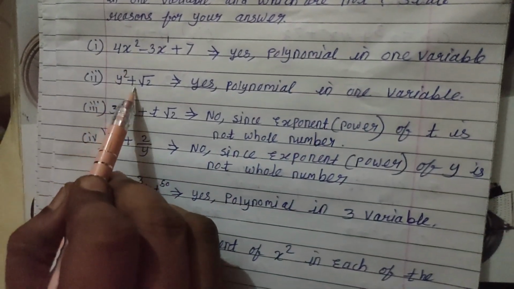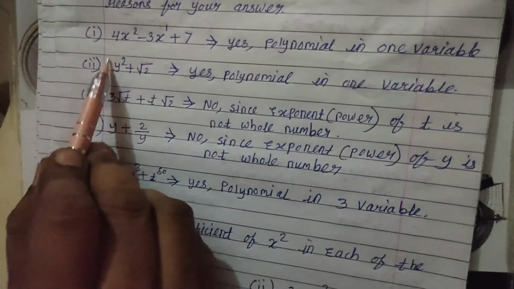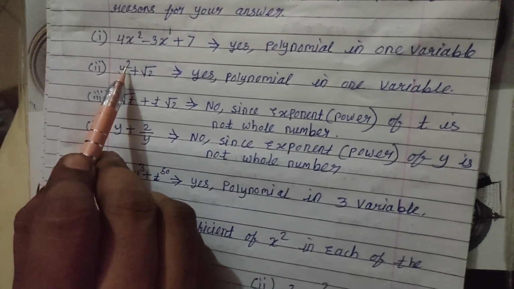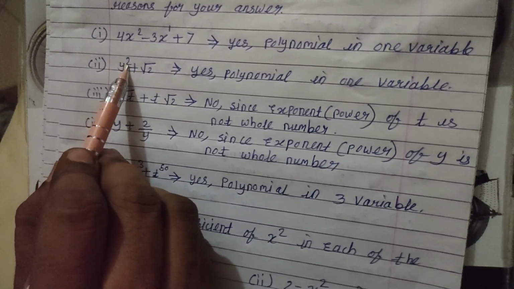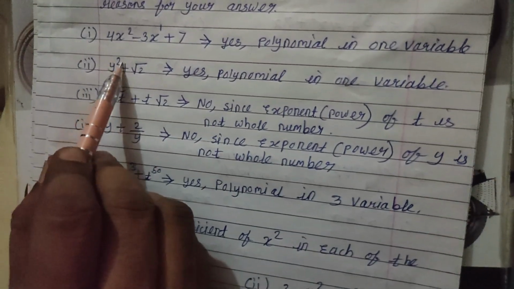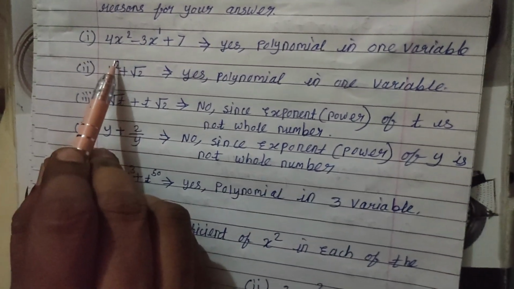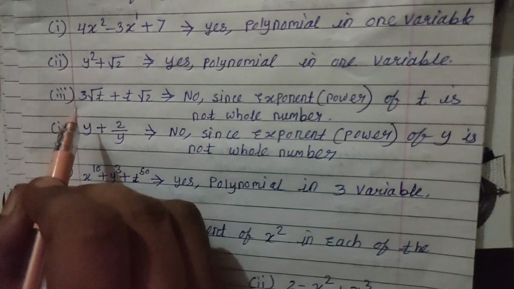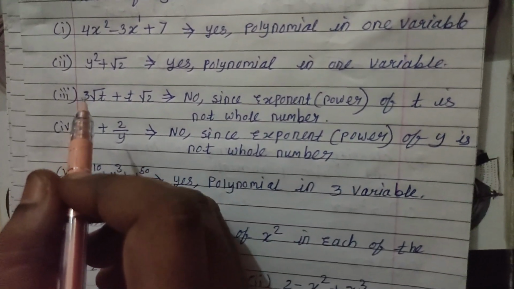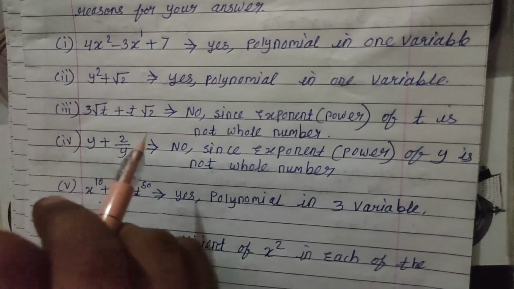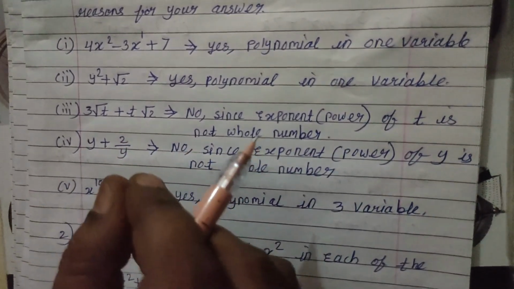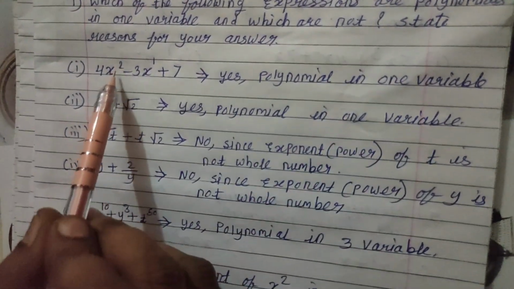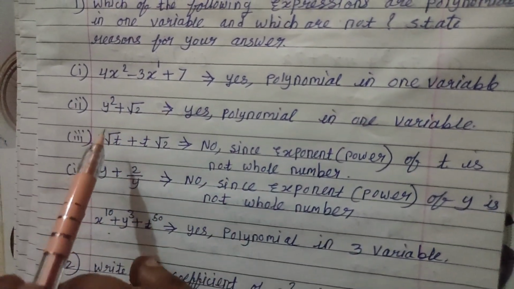Now second one, y square plus root 2. Here the variable is 1 only. So it is an expression with one variable, and here the power of the variable, that is y square, the power is 2, which is a whole number. That is why yes, it is a polynomial in one variable. So what is the definition of polynomial in one variable? It should have one variable, and the power of the variable should be a whole number. Okay.